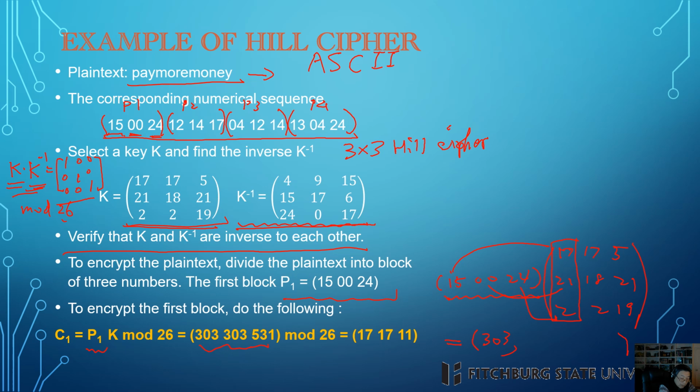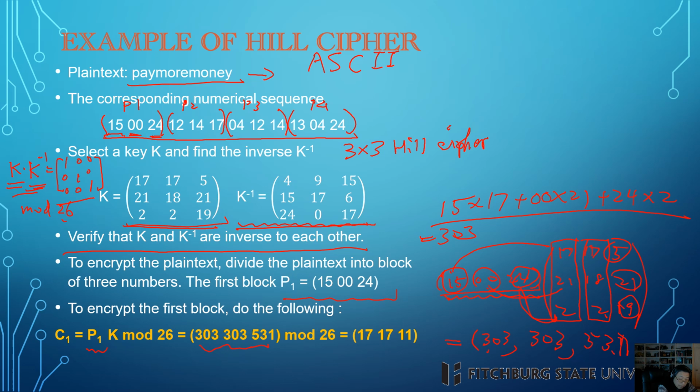Basically it's 15 times 17 plus 0 times 21 and 24 times 2. So that's the first one, which is 303. And for the second one, this vector is multiplied with the second column pairwise: 15 times 17, 0 times 18, and 24 times 2. So we get the same number. The third one is 531: 15 times 5, 0 times 21, and 24 times 19.